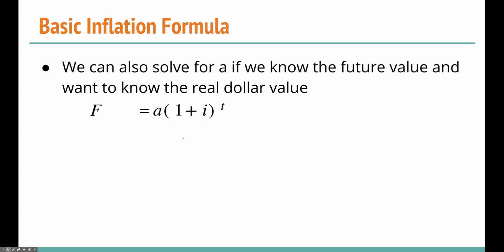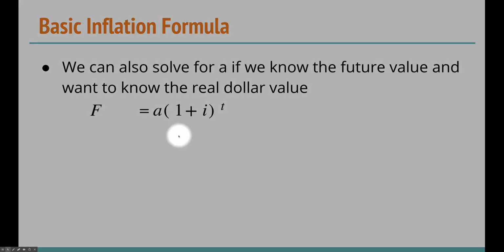Welcome back. In this video, we're going to continue looking at our basic inflation formula, which says that if we know the starting value in today's dollars for some item, and that's little a, and we also know the inflation rate that acts on the cost of this item once a year, and we know t, the number of years that inflation is allowed to act, then we can compute the future value or the future cost of that amount A t years from now.